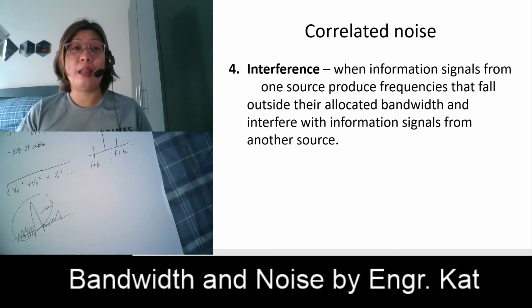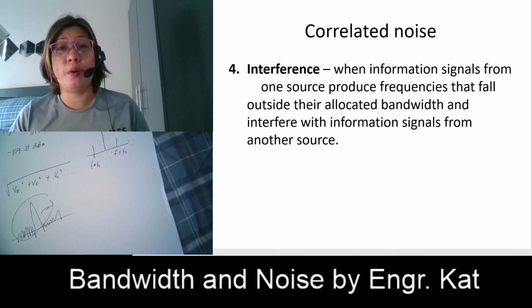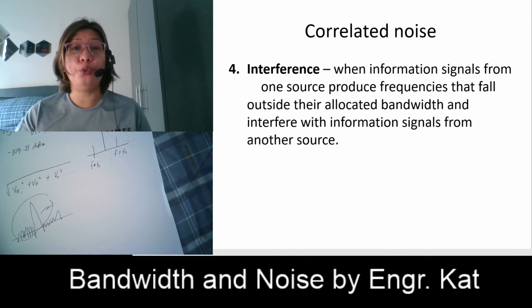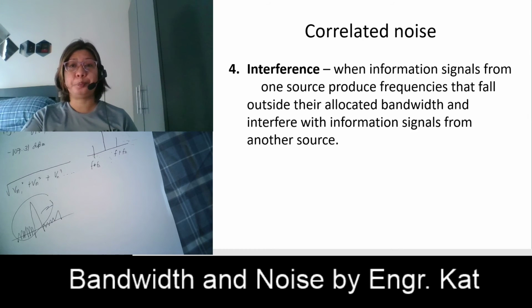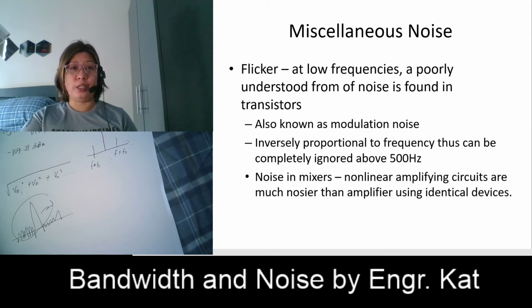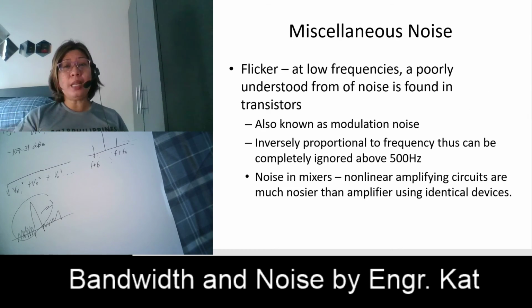So that is what we call a noise, and that is in the form of an interference. Okay, so those are the different types of correlated noises. Okay, so we have here miscellaneous noise.